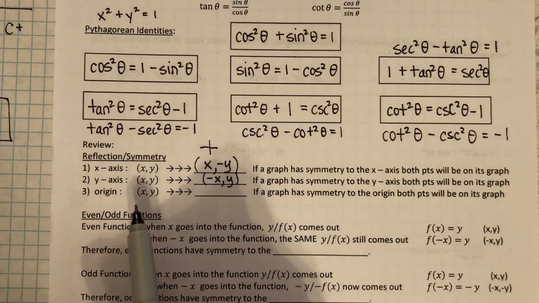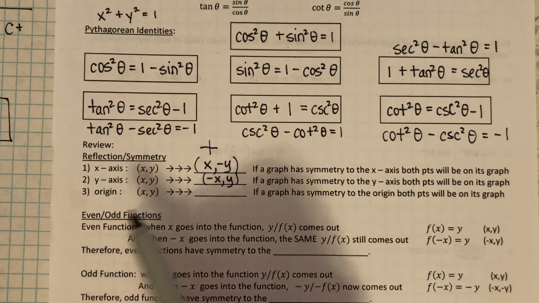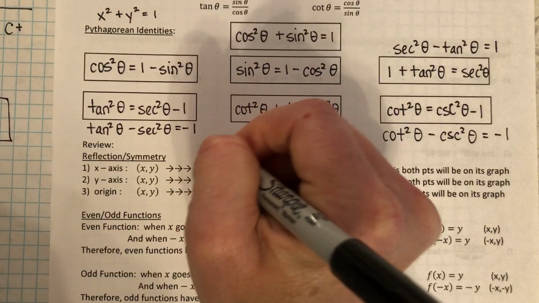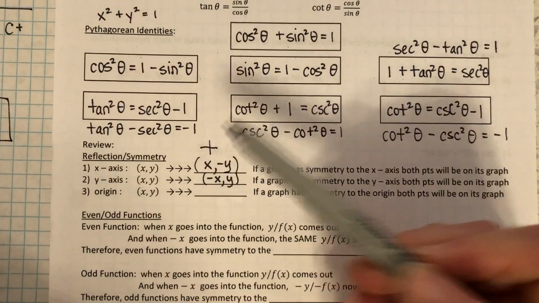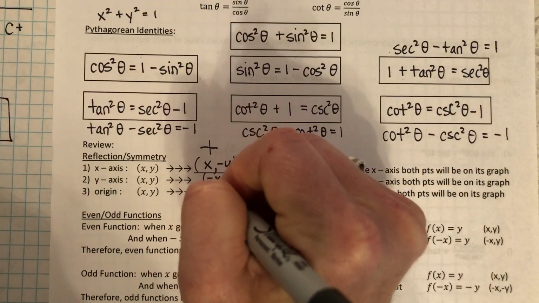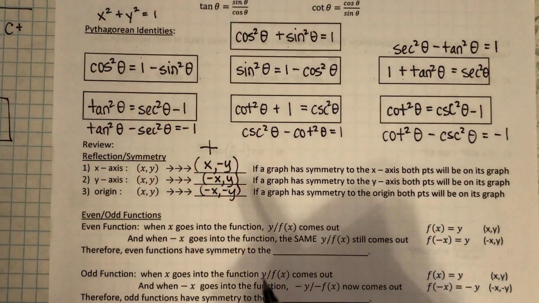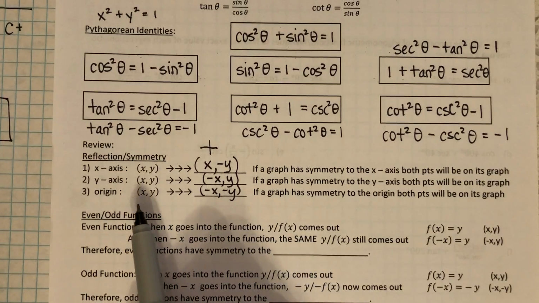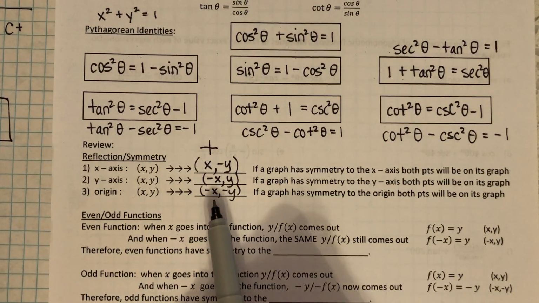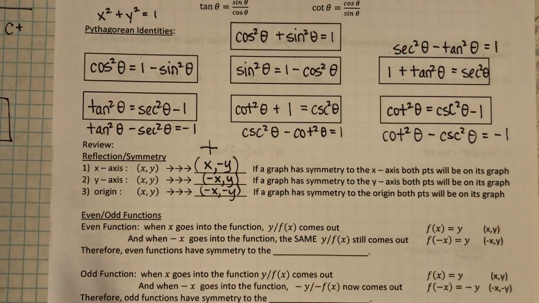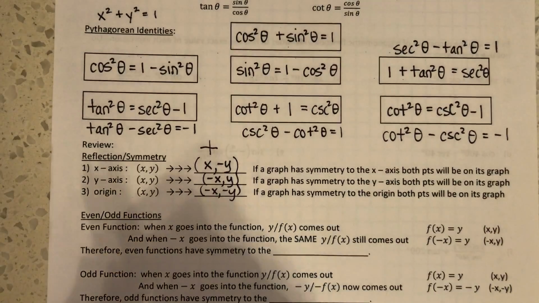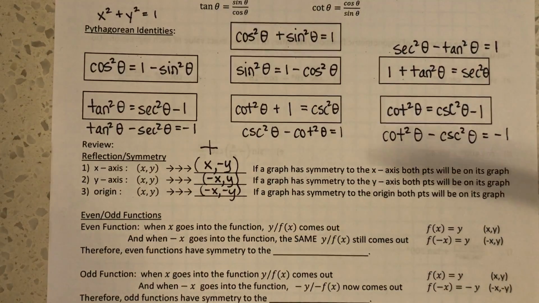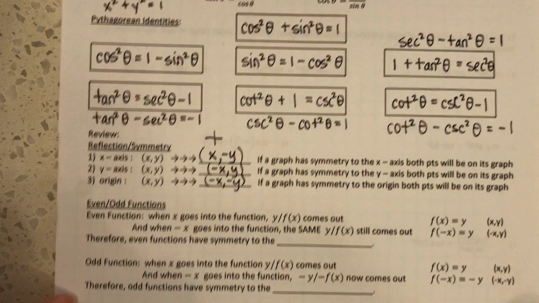All right, and then if you remember, if you reflect a point over or through the origin, then the point becomes the opposite of x and the opposite of y. So if a graph has symmetry to the origin, both of these points will live on its graph. For every xy that is on its graph, there is the opposite of x and the opposite of y that lives on that graph. All right, so by definition, even and odd functions were defined by what kind of symmetry they had. One of them had to have symmetry to the y-axis, and one of them had to have symmetry to the origin. Well, which one was which?